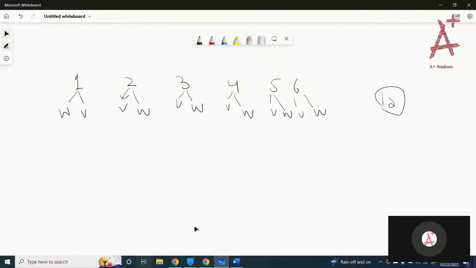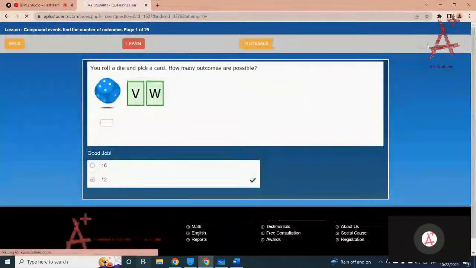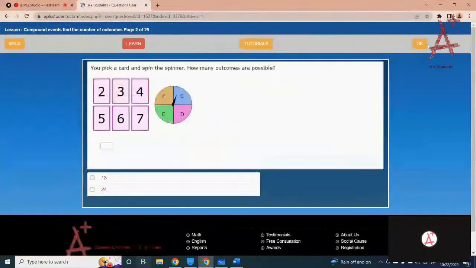So select the correct option and then click on the OK button. This way you can count the total outcomes. Got it? Okay, you pick a card and spin the number. How many outcomes are possible?